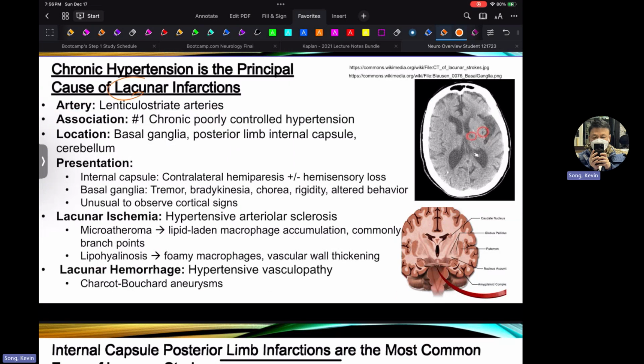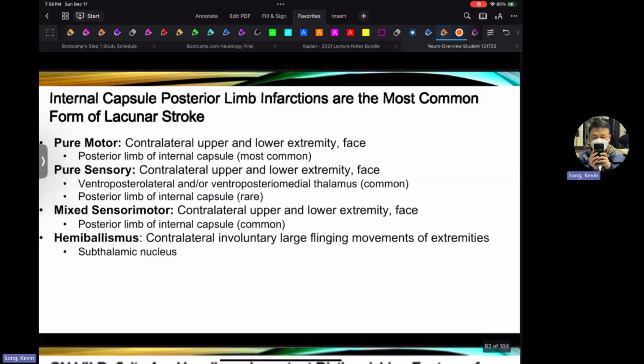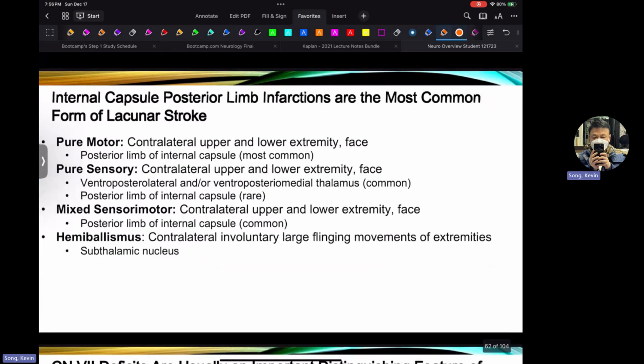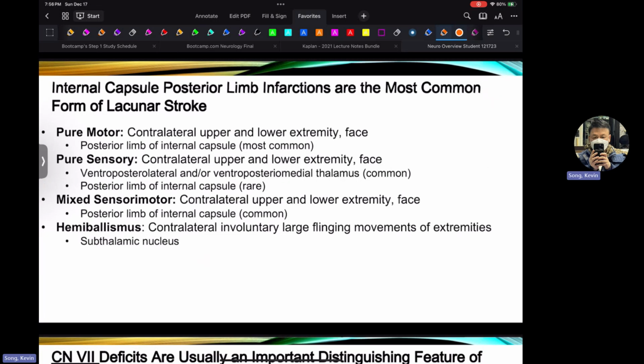Lacuna infarct. Basically, what you need to know is chronic hypertension causes lacuna infarct. Okay. And then, let me see, internal capsule, because the internal capsule is like this, right? So this is basically a gateway. It's like a toll exchange. Think about a toll gate: internal capsule, toll gate.